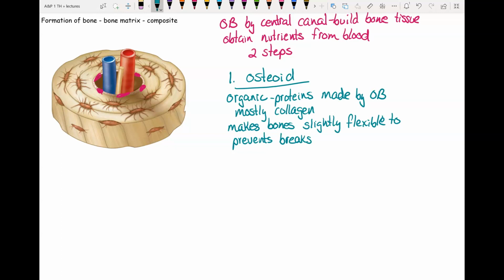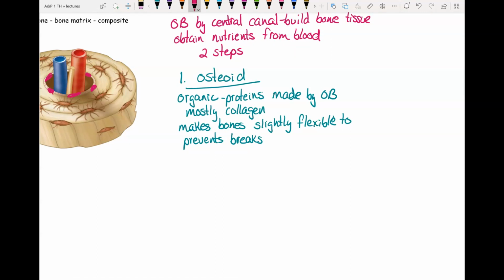Let's draw what's going on. You have an osteoblast. So here's an osteoblast. It makes the collagen and then it secretes it. So you get this collagen like this. It makes and secretes the osteoid. So you have kind of a framework. Think of this like the 2x4s in the wall. So the osteoid is a framework.